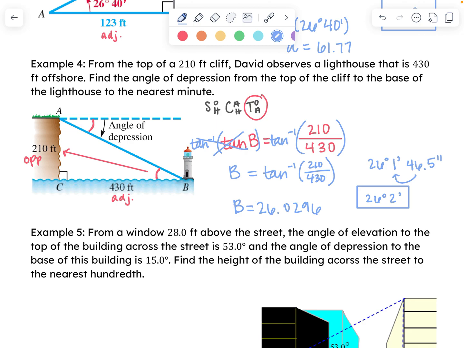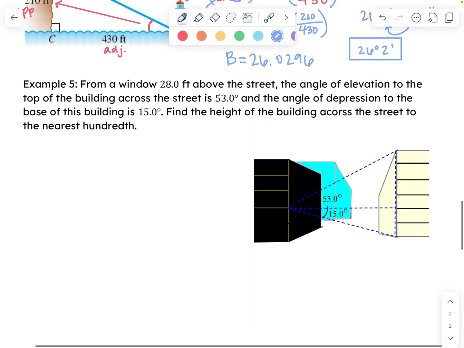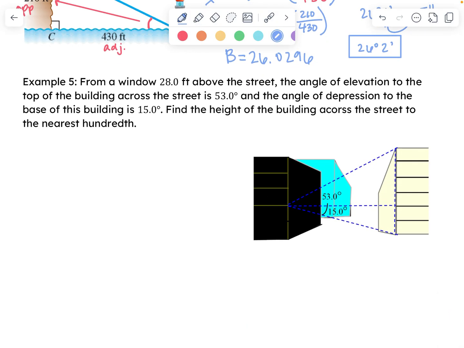And I saved the best for last. From a window 28 feet above the street, the angle of elevation to the top of the building across the street is 53 degrees, and the angle of depression to the base of the building is 15 degrees. Find the height of the building across the street to the nearest hundredth.